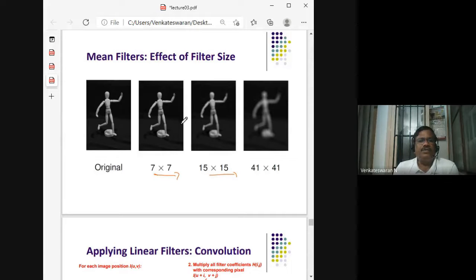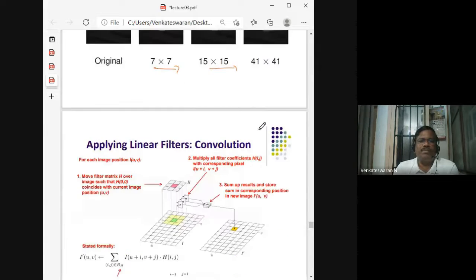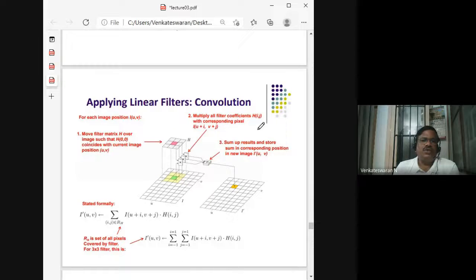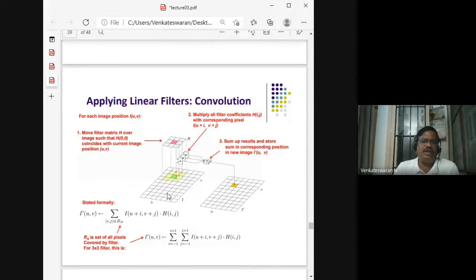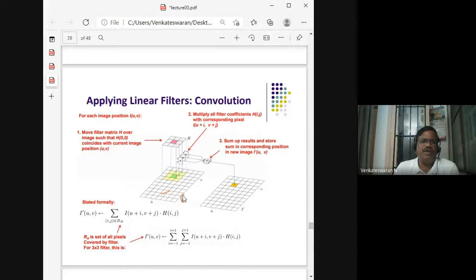image information. So more blur happens with larger filter size. Essentially, you are taking an image I of u comma v, you are in this position, you have the filter h. Now you are taking a point by point multiplication, and then all of them you are multiplying, and finally you are adding. So you are trying to get the sum value of the pixel here, which is called the filtered output.